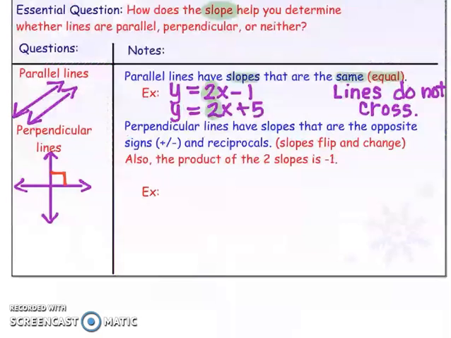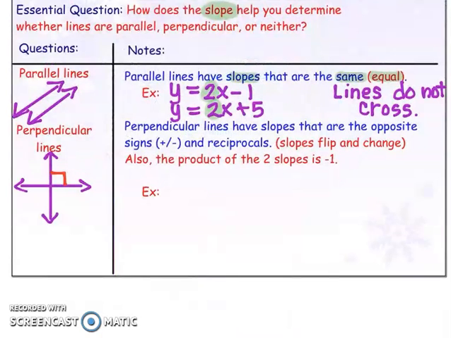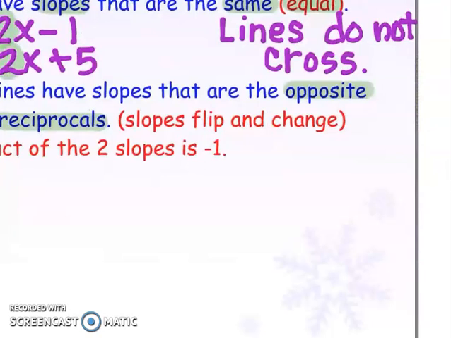Now this happens, if you're looking at the slope again, this happens when the slopes flip and change. So they are opposite signs and reciprocals. And then another way that you could look at it is the product of the two slopes is -1. So that might be a little trickier to think about. Okay, so these are lines that cross at 90-degree angles.